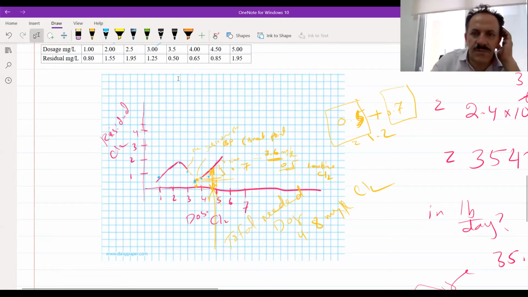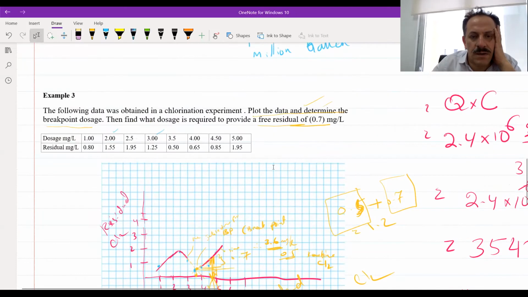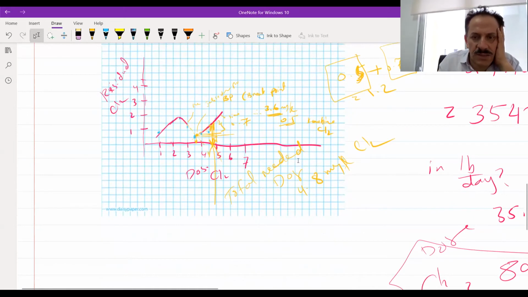Yes, please, sorry. Yeah, I just wanted to ask whether we add both the 3.6 plus the 1.2 to get the total needed. Okay, so we added both of them. If I have added only 3.6, then the free residual will be 0. But this is only for the break-even point. You need more. You need how much free available chlorine? 0.7, so you should add more chlorine.